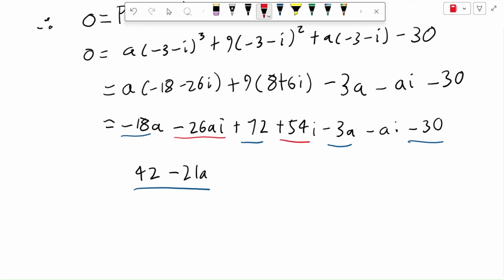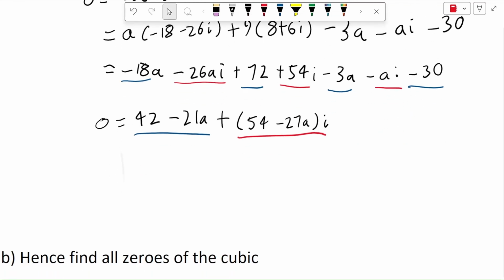So we've got that, that, and that. So we've got, with the a's, that's minus 27a. And we got 54 there, so 54 take 27a i. And this is just going to be a big plus in the middle. And that was our imaginary bit there. All right, so all this stuff should equal 0. And then we can solve the equation.